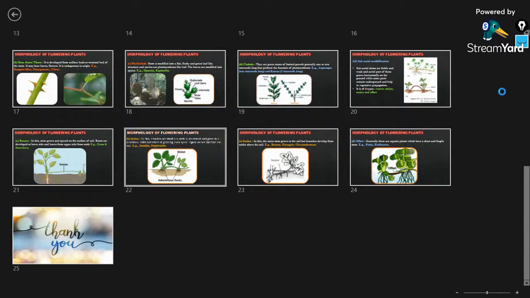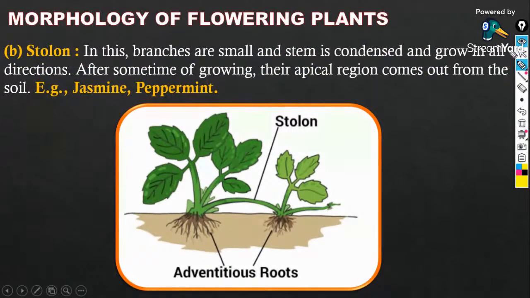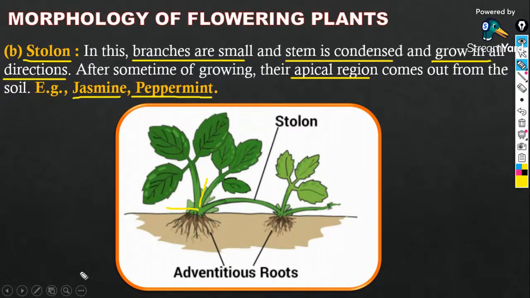Look, what is the speciality of stolon? Here branches are very small and the stem is condensed and is growing in all directions. It can grow in this direction, that direction, without any specific direction. That is the speciality of stolon. And their apical region actually comes out of the soil in jasmine and peppermint. Done. That is the stolon.